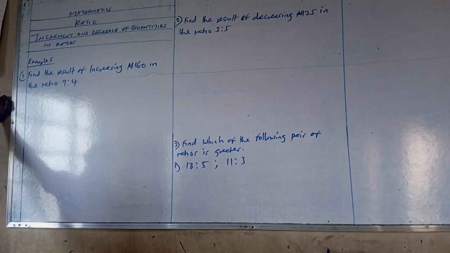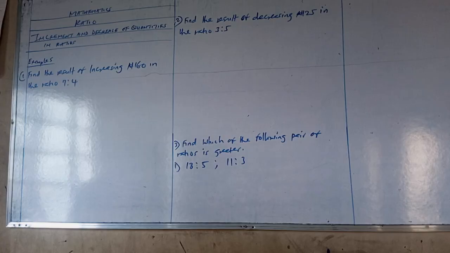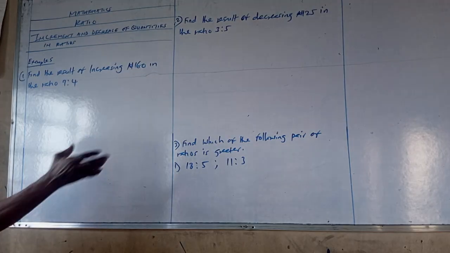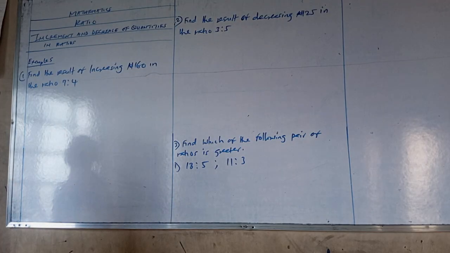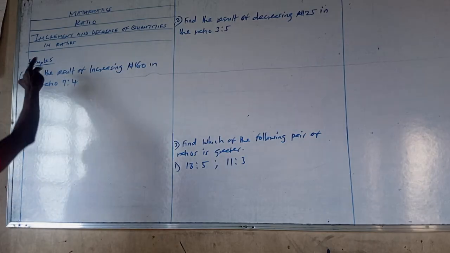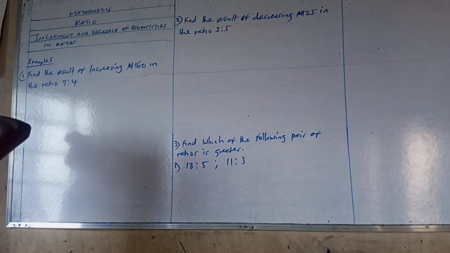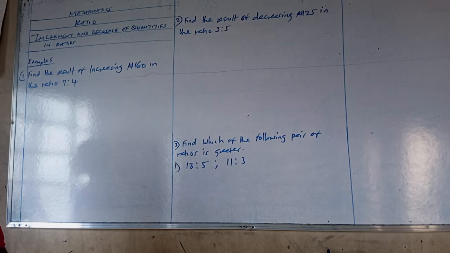I want to discuss how to increase quantity and decrease quantities in ratio. How to increase quantity and how to decrease quantity in ratio, and then the questioning technique. Without wasting time and data, the questioning techniques on ratio: find the word on the increment and decrement of quantity in ratio.